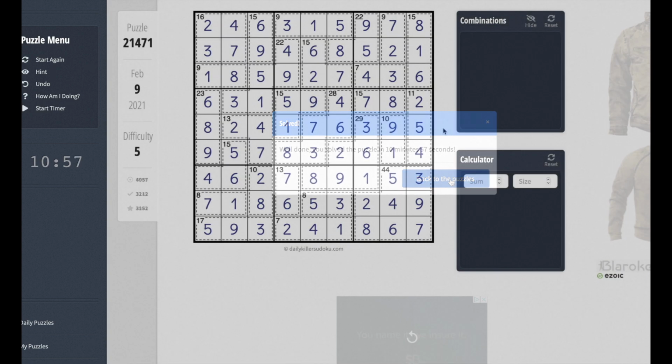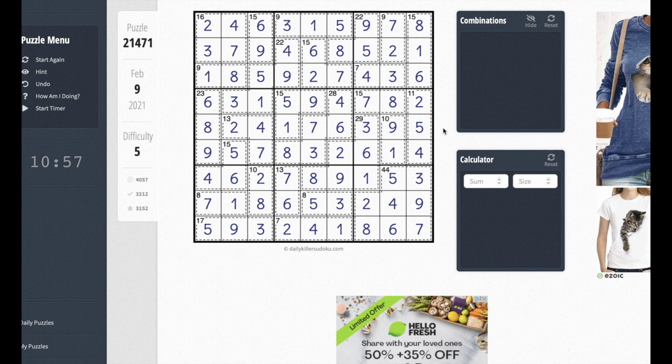There we go. That was not too tricky for a 5, I thought. There was just that one little stumbling block in the middle where it took a moment to kind of break the back of it and find the next clue that was necessary to then open up the whole puzzle.